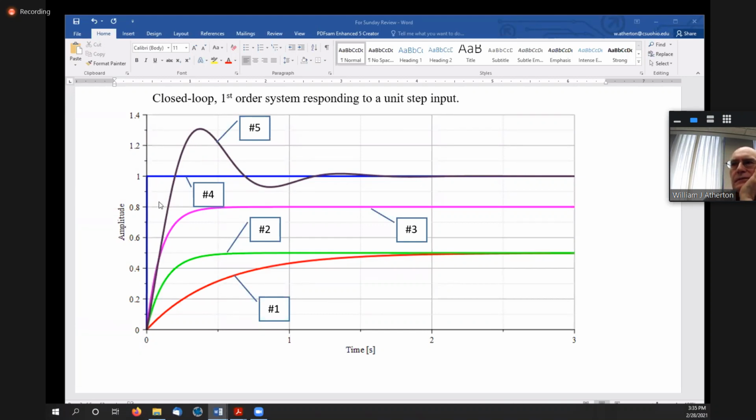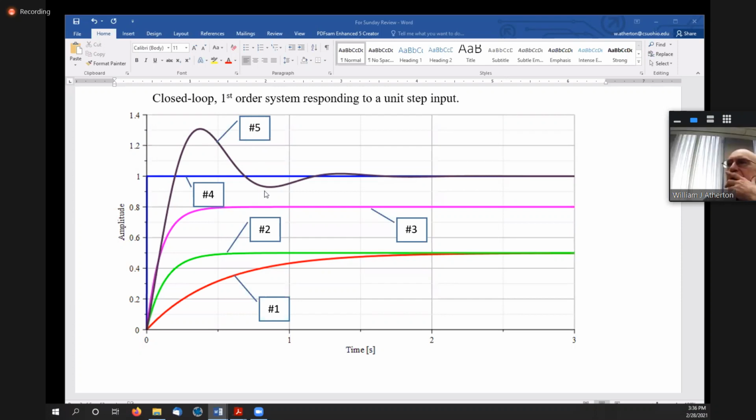Which of these curves exhibits the largest proportional gain? What do you think? Number 3? No, one. I mean number 5. Number 5? Yes. Yeah, that's probably an acceptable answer. I'd probably accept either number 3 or number 5.